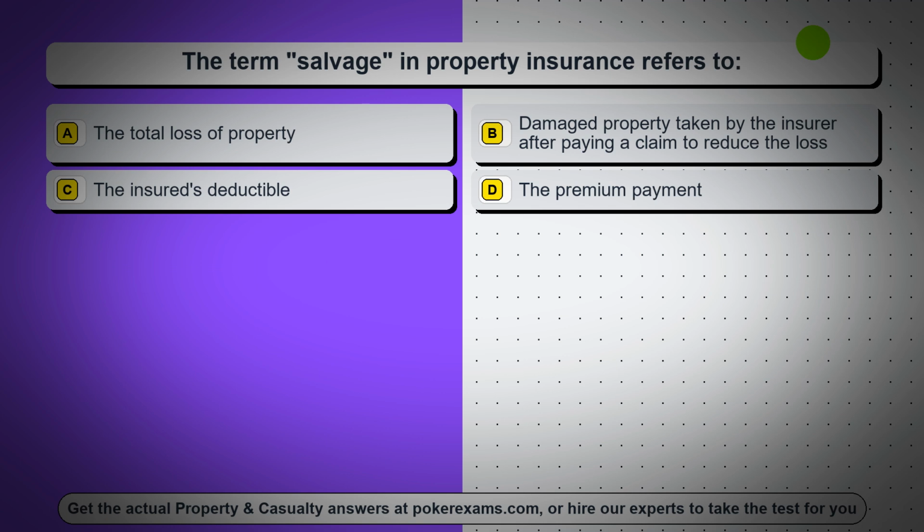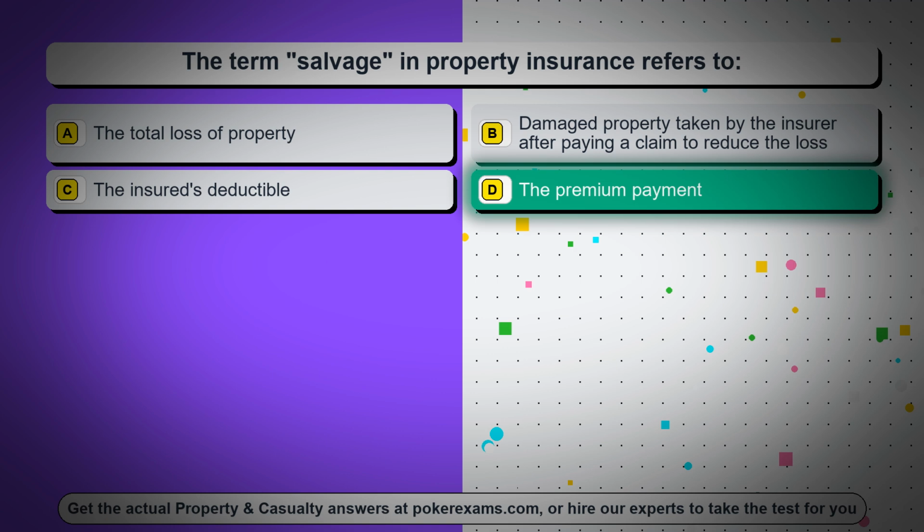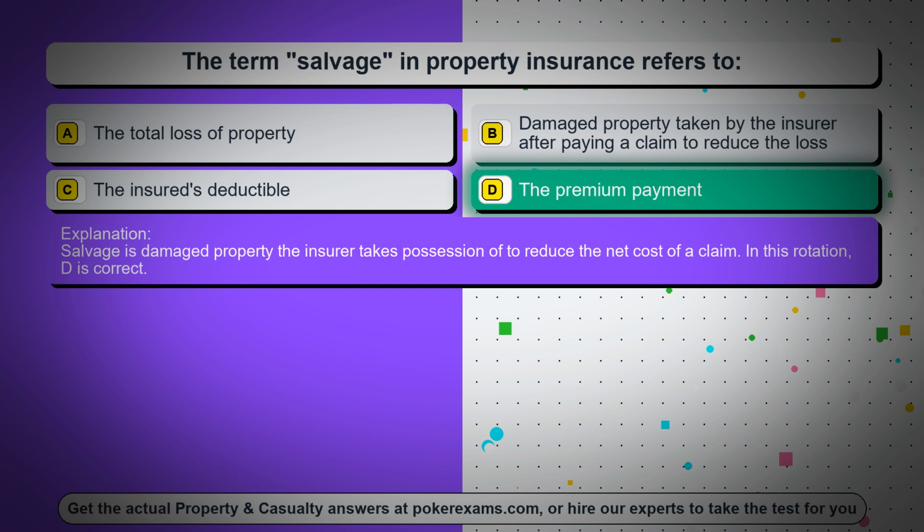Option A, the total loss of property. Option B, damaged property taken by the insurer after paying a claim to reduce the loss. Option C, the insured's deductible. Option D, the premium payment. The correct answer is option D, the premium payment. Salvage is damaged property the insurer takes possession of to reduce the net cost of a claim. In this rotation, D is correct.